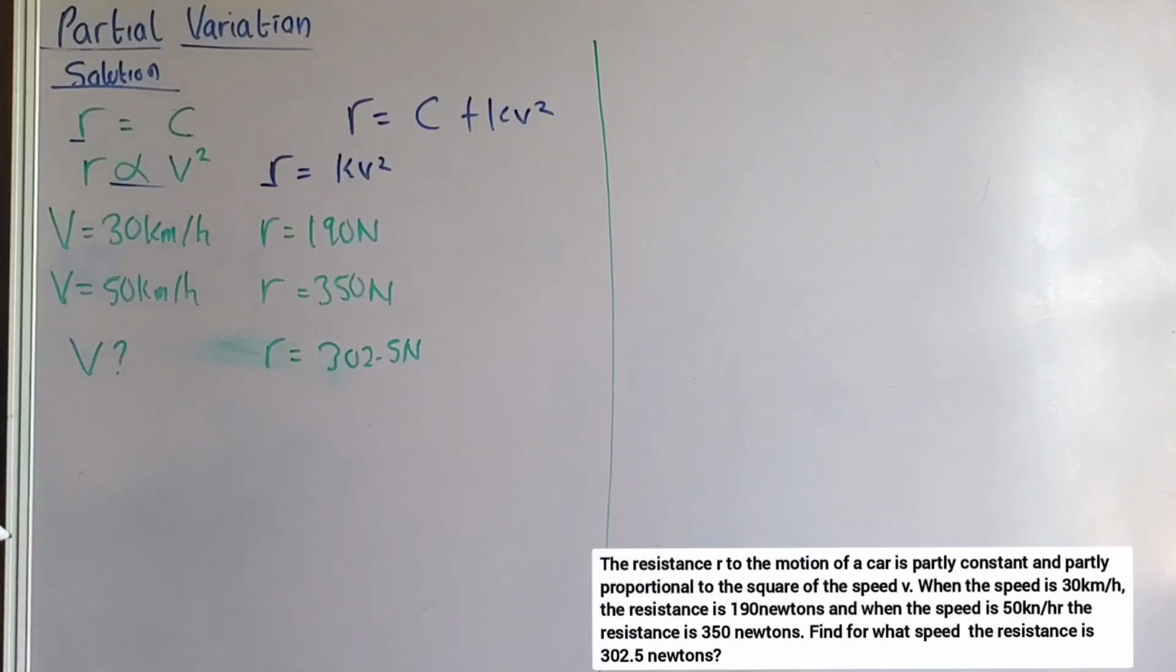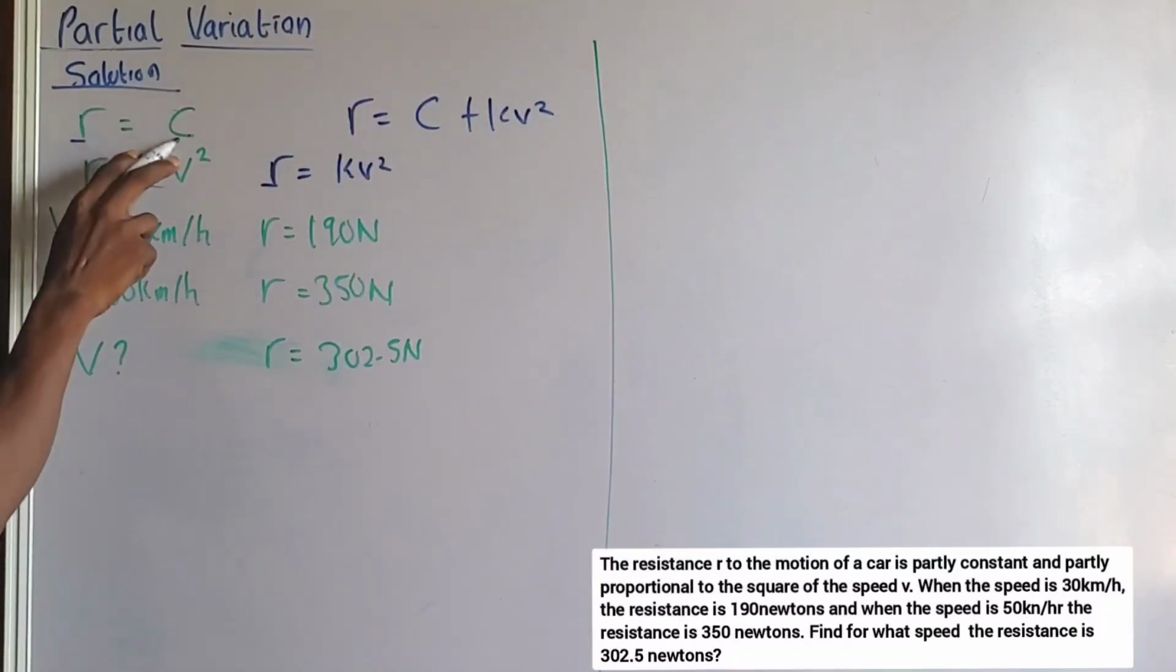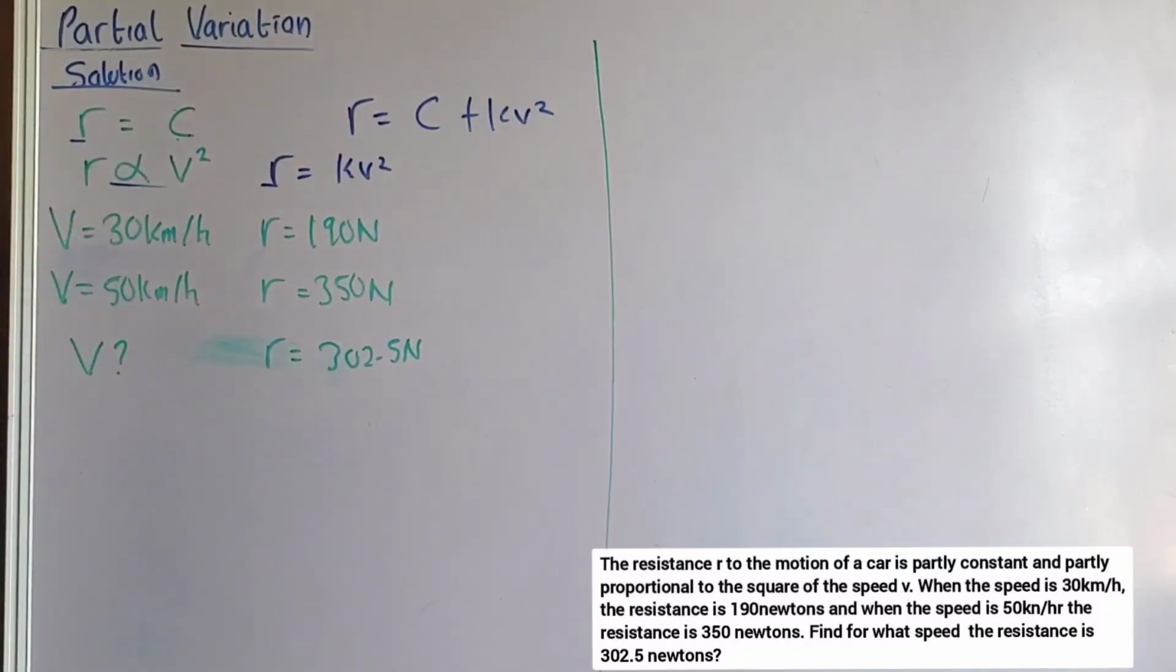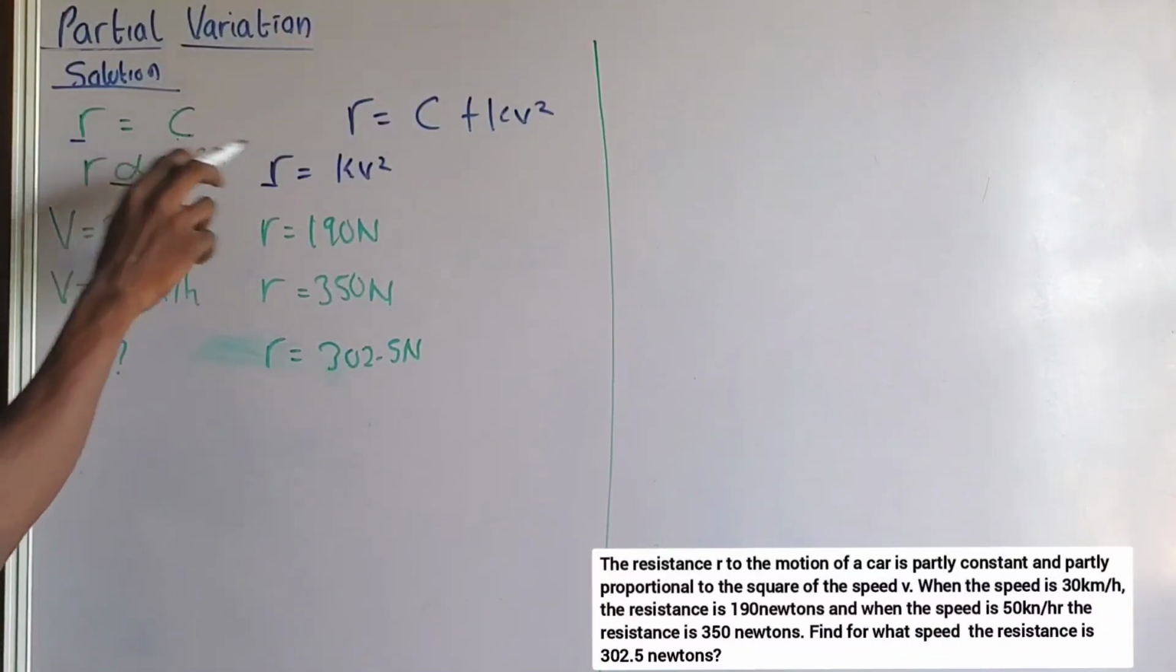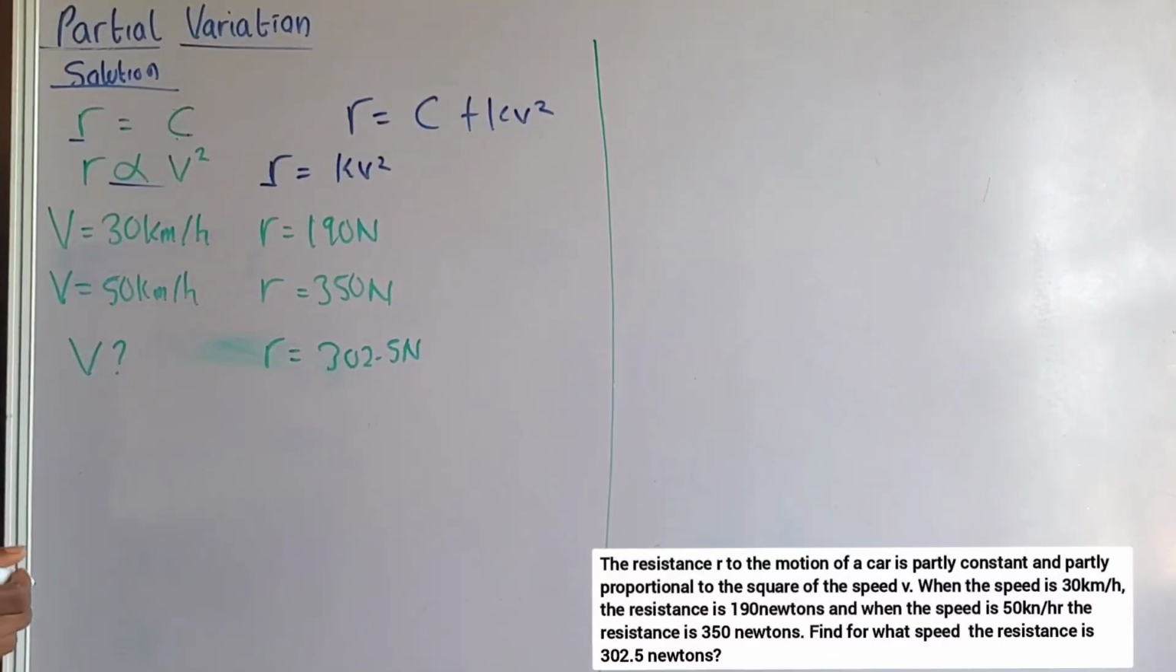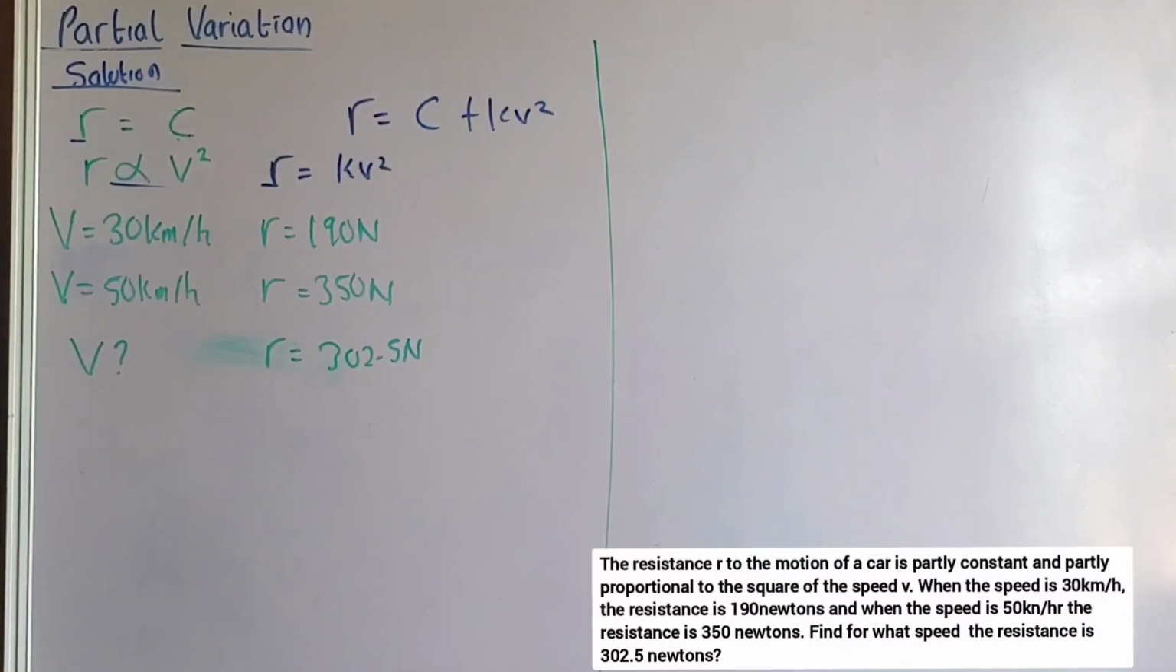Do you understand? You see, the same R is partly constant. That is, a part of R is constant and a part of R varies with respect to the square of another variable. So if you want to write a single expression for R, you're going to have C plus KV squared. Okay, so there is nothing more on partial variation. Just know how to interpret your question.